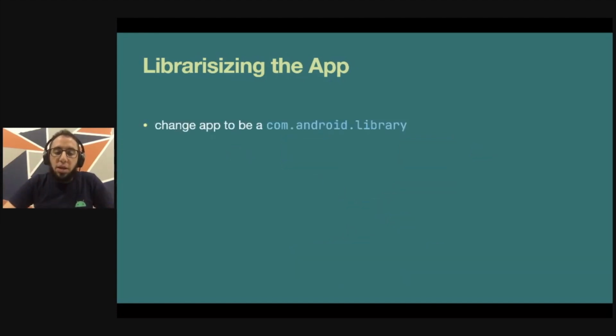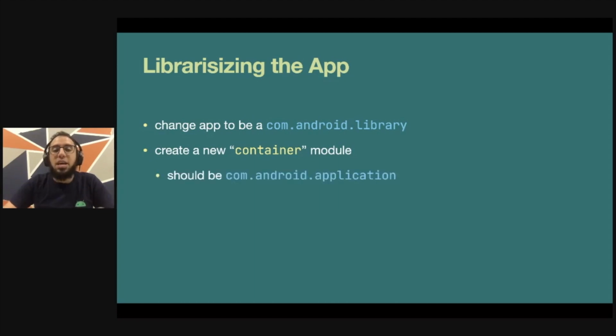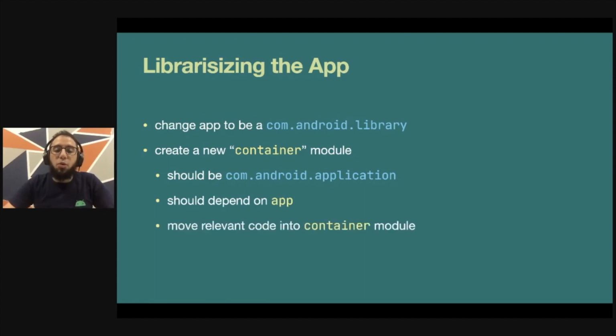So okay, we want to go ahead and do this. We can change the app to be a com.android.library instead of application. We create a new container Gradle module that will be responsible for being a com.android.application and for actually building the APK that will be shipped. And it depends on app. And we move whatever relevant code that no longer makes sense inside of the app module into the container module at this point. And we could, if we wanted to, just rename app to lib at this point, just to make things a little bit less confusing, right?